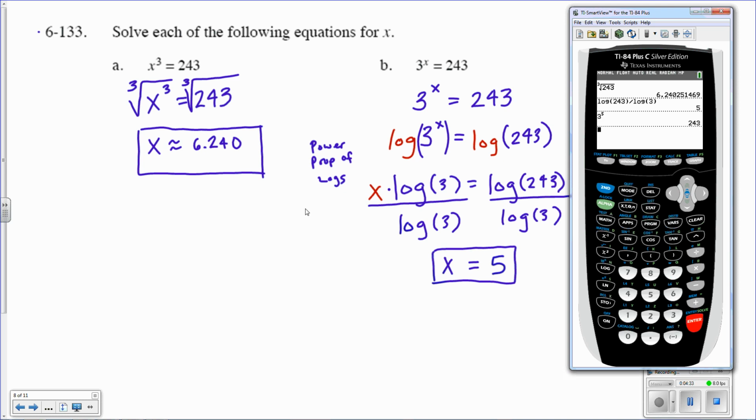We know we're good. So this is problem 6-133. Answer for A, approximately 6.240. For letter B, x equals 5. If you have any additional questions, make sure you ask your teacher. Main thing, focus on where x is.